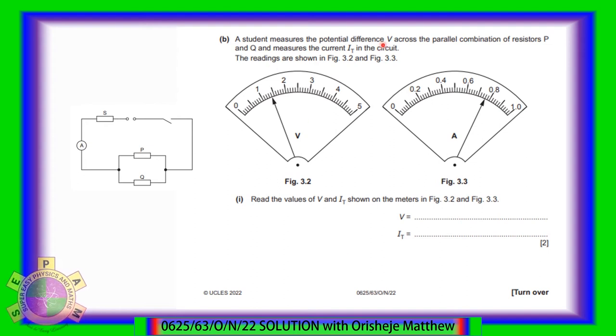Now, a student measured the potential difference across the parallel combination. Read the value of V and IT, that is the total current flowing. This measures the voltage, this is the voltmeter reading, and this is the ammeter reading. The voltmeter reading is 1.4 volts, because this is 1, and then this is 2. In between, you have 1.1, 1.2, 1.3, 1.4, and so on. For the ammeter reading, this is 0.6, and then this 0.8. So here is going to be 0.7. In between, each one will be 0.02, so this is 0.72, 0.74, then 0.76. So that's 0.76 ampere.